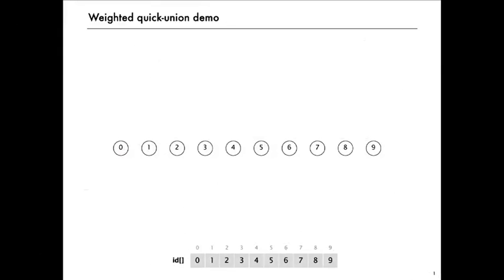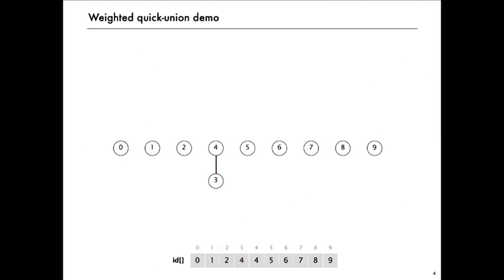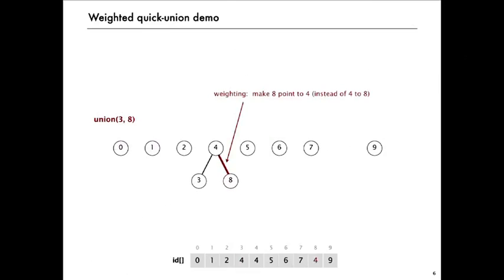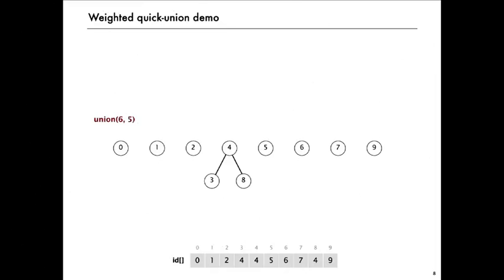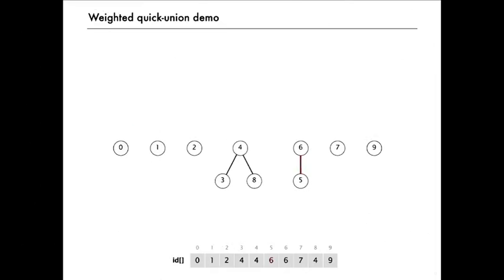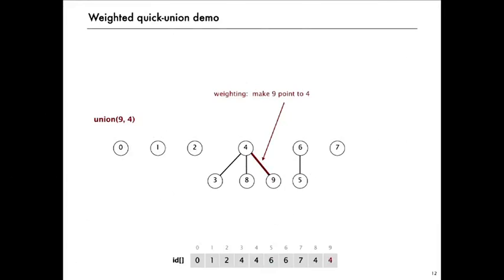Okay, so again, we start out in our normal starting position where everybody's in their own tree. When there's only two items to link, it works the same way as before. But now when we have 8 to merge with 4 and 3, we put the 8 as the child, no matter which order the arguments came, because it's the smaller tree. So 6 and 5 doesn't matter. Whichever one goes down doesn't matter. 9 and 4. So now 9's the small one, 4's the big one, so 9's going to be the one that goes down below.